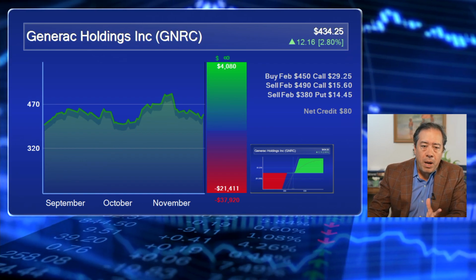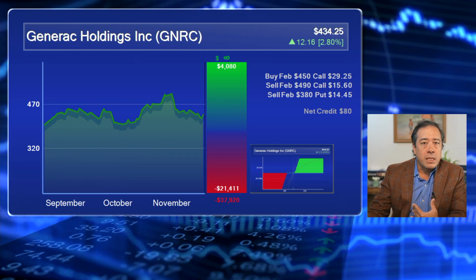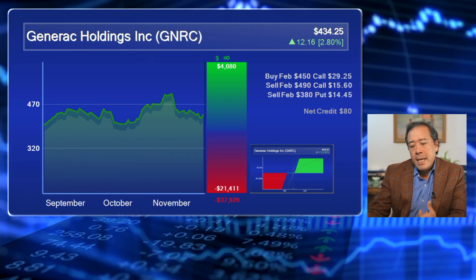This improves the probability of profit. It reduces the probability of loss. It does increase the maximum possible loss, but you only experience that maximum possible loss if the stock goes to zero. And of course, that's a relatively low probability. It's not an impossibility, but it's a pretty low probability. I hope that helps answer your question.